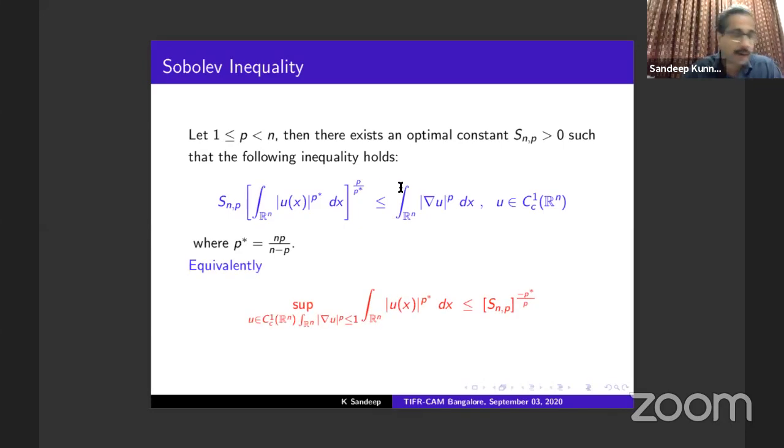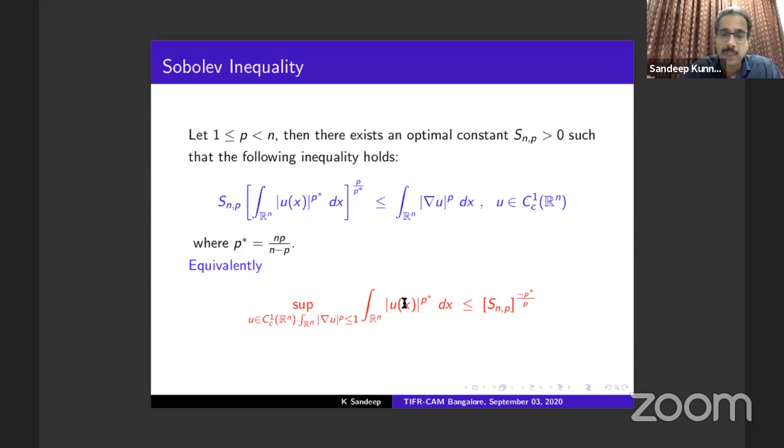Equivalently, you can write this inequality in the form: supremum of u in C_c^1 of R^n, integral over R^n of gradient of u to the power p is less than or equal to 1, integral over R^n of |u(x)| to the power p star dx is less than or equal to S_{n,p} to the power minus p star by p. So this S_{n,p} is the same as what I have written here. These two inequalities are equivalent, and this is the form which we will be using in future.